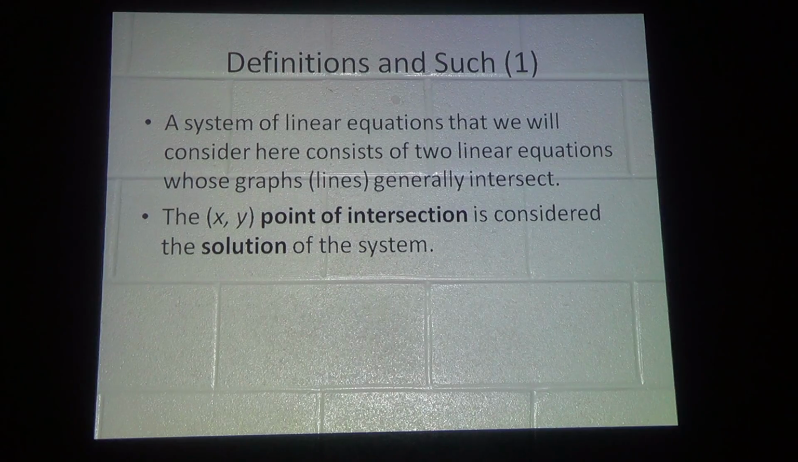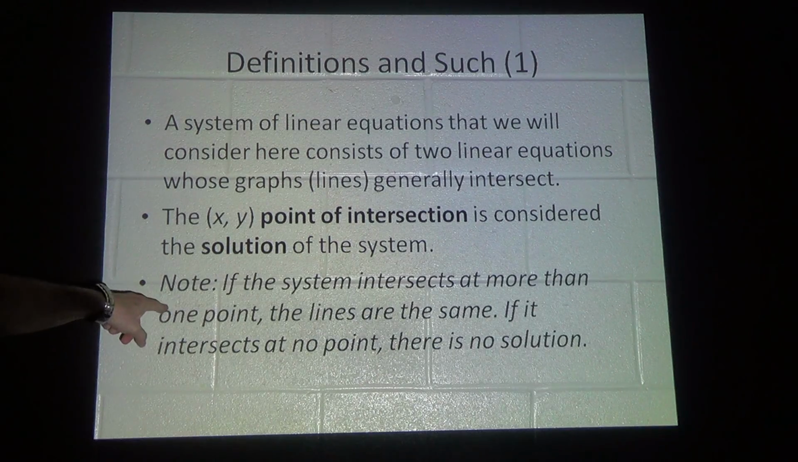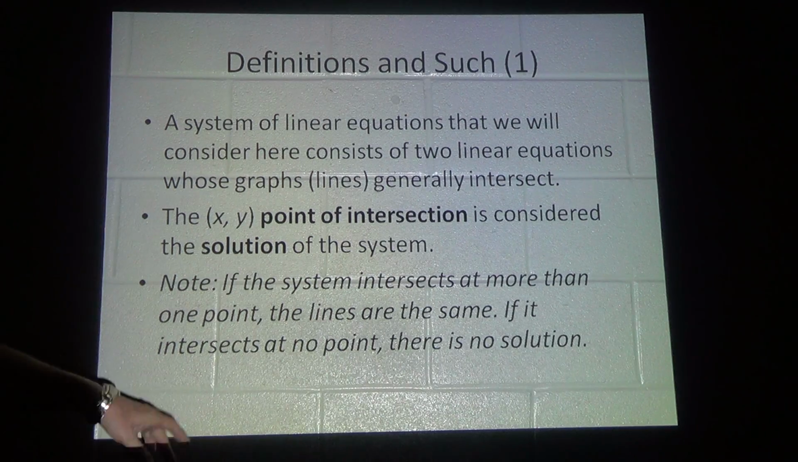The XY point of intersection is considered the solution of the system. So when they ask you to find the solution here, what they're actually interested in is where these two lines cross each other, and that will generally be a single point. One note: if the system intersects at more than one point, the lines are exactly the same. If it intersects at no point, there is no solution.